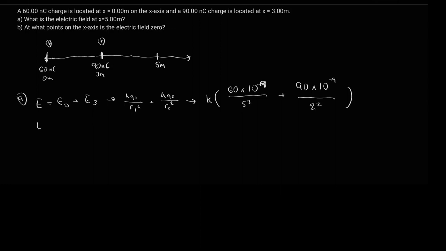And doing so, you get the electric field at 5 meters is equal to 223.85 newtons per coulomb, and this will be away from the charges. The reason is that a positive charge pushes away from itself, so these positive charges will be pushing away like this.